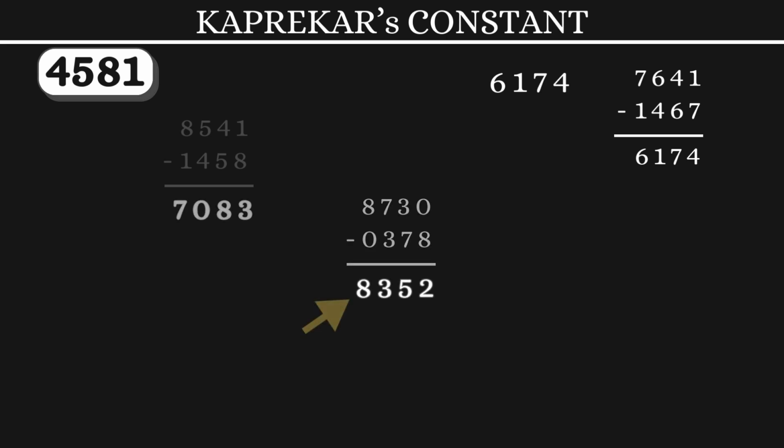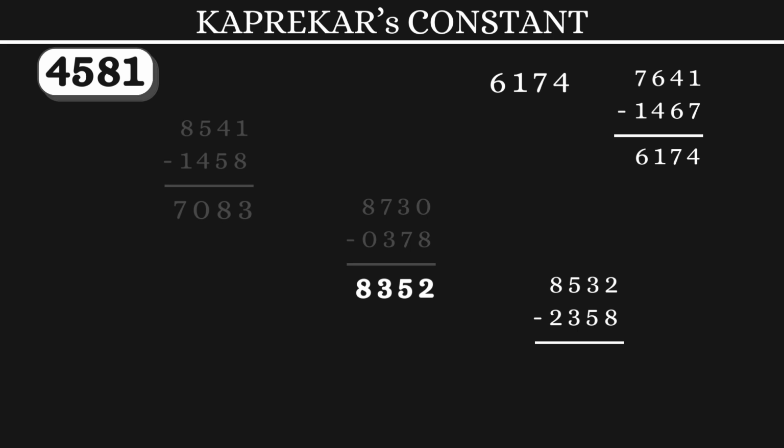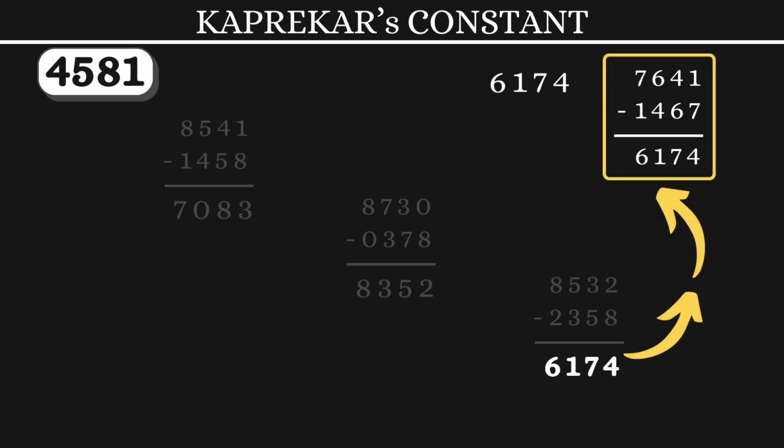Let's take this number now. Arranging the digits from largest to smallest: 8, 5, 3, 2. And the reverse: 2, 3, 5, 8. The difference is 6, 1, 7, 4. Our magic number. We'll remember here, if you do the same step, it will result in 6, 1, 7, 4 again.